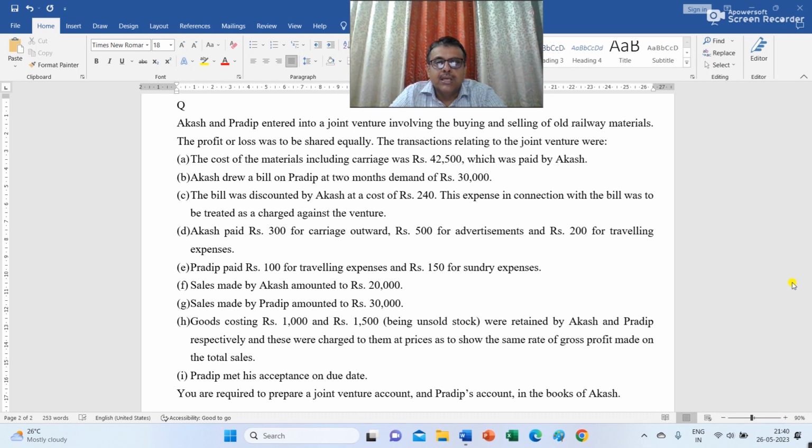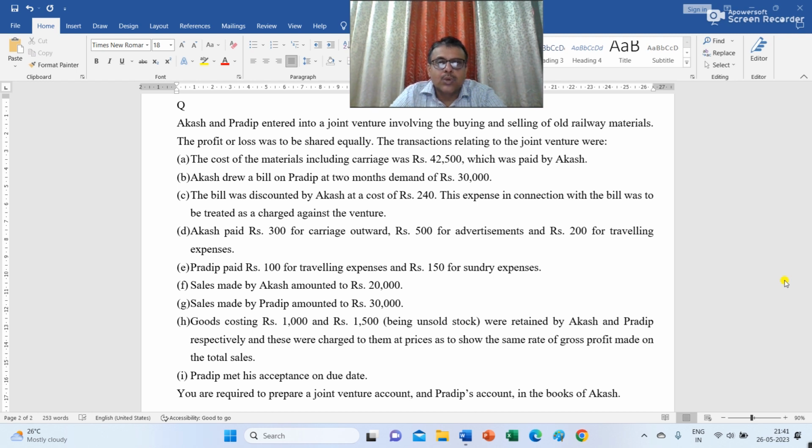This expense in connection with the bill was to be treated as a charge against the venture. Akash paid rupees 300 for carriage outward, rupees 500 for advertisement, and rupees 200 for traveling expenses. Pradeep paid rupees 100 for traveling expenses and rupees 150 for sundry expenses. Sales made by Akash amounted to rupees 20,000. Sales made by Pradeep amounted to rupees 30,000.